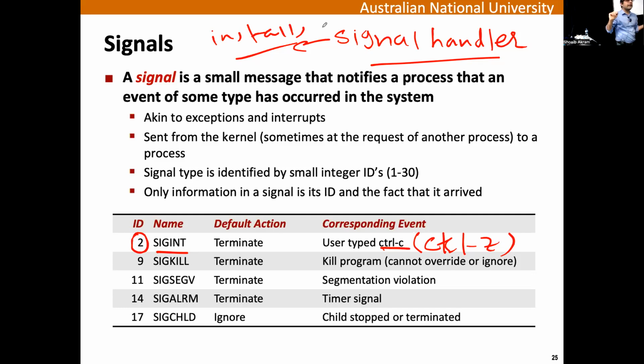So the program can write a function called signal handler, and it will give the kernel the pointer to that function. And the kernel will know, hey, if I get this signal, I need to do this for this program.